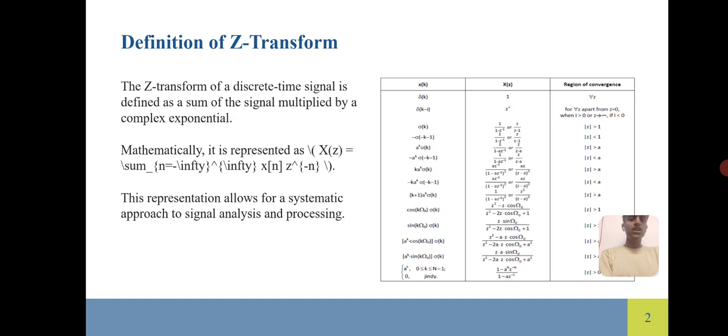Definition of Z transform. The Z transform of a discrete time signal is defined as a sum of the signal multiplied by a complex exponential. Mathematically it is represented as Z of x is equal to the sum of. These are the important formulas. This representation allows for a systematic approach to signal analysis and processing. So these are the importance of what we have to learn about these signals.